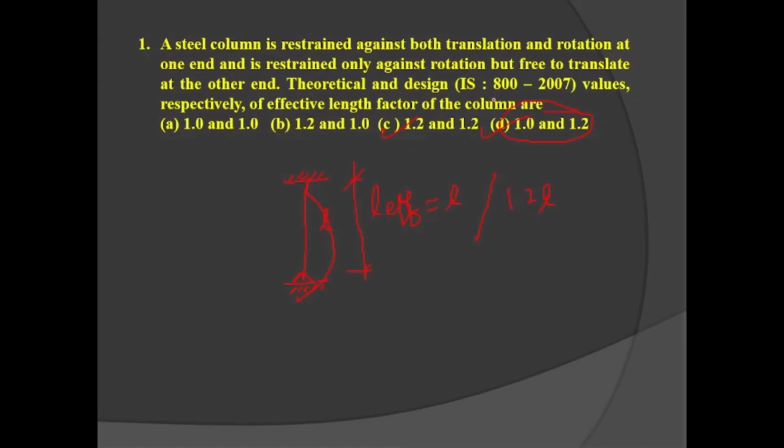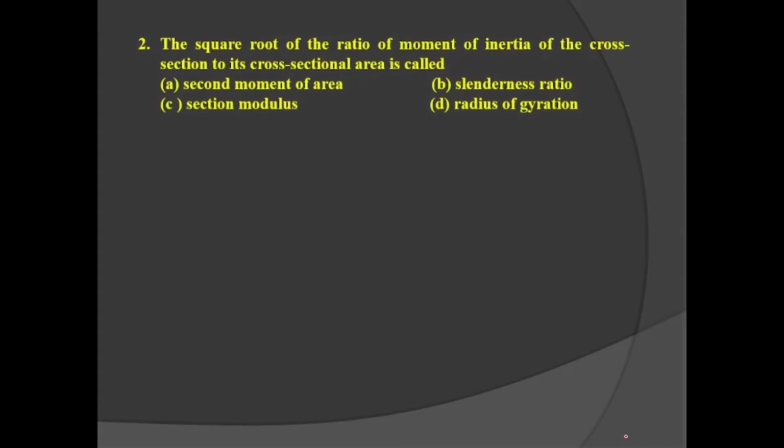Okay. Now let's start question number 2. The square root of the ratio of the moment of inertia to the cross-section area is the minimum radius of gyration, r minimum. Radius of gyration is also called radius of rotation, radius of revolution, etc. That is equal to under root of I by A. So option number D is correct.